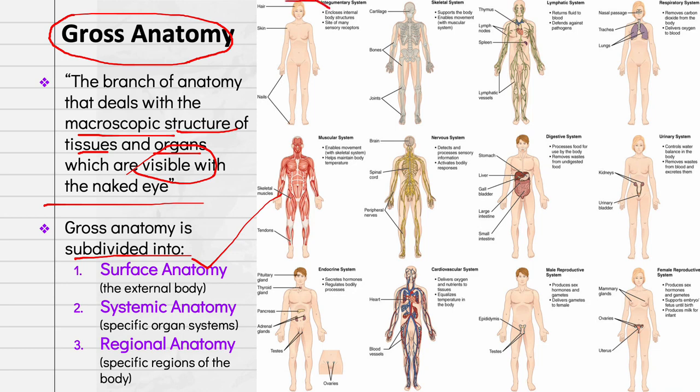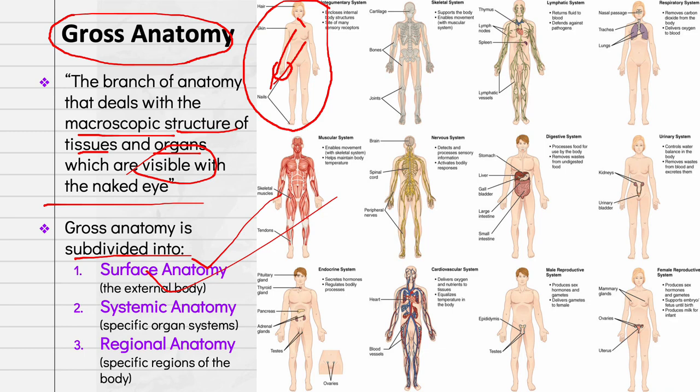For example, as you can see here, you can see the palms, the dorsal of the hand, the skin, the chest, the hair, eyes, whatever you can see from the surface, whatever you can appreciate from the surface, all the landmarks come under surface anatomy.